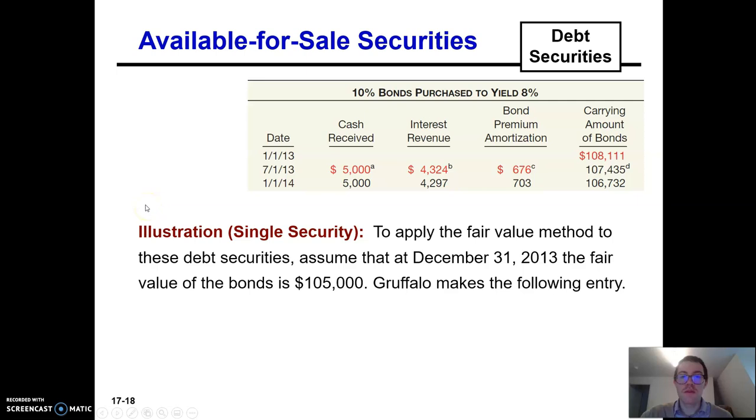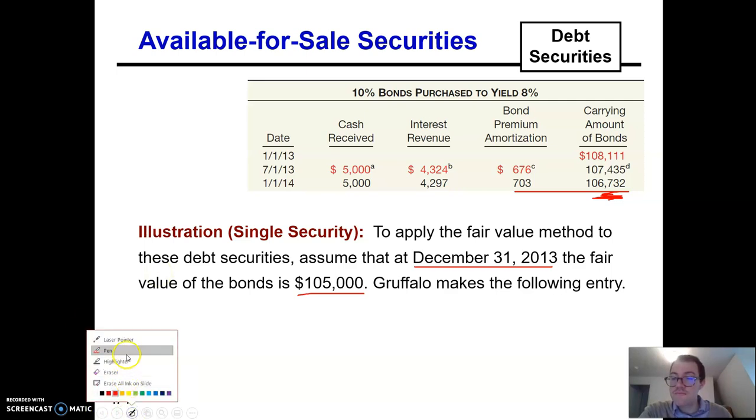Okay. Let's do something a little different than we did for held to maturity then. Let's assume that at the end of the year, it's the end of their fiscal year too, let's say, December 31st, 2013, the fair value of the bonds is $105,000. But at the end of the year, the carrying value is actually 106,732. So the carrying value is 106,732, but now the fair value is 105.